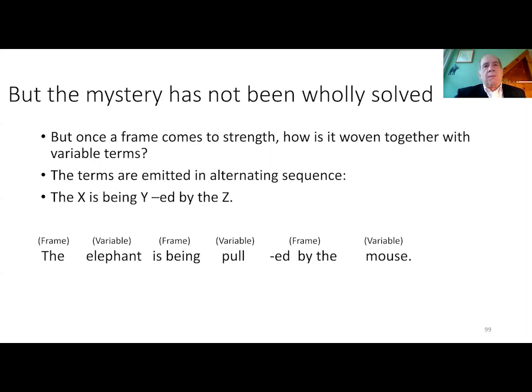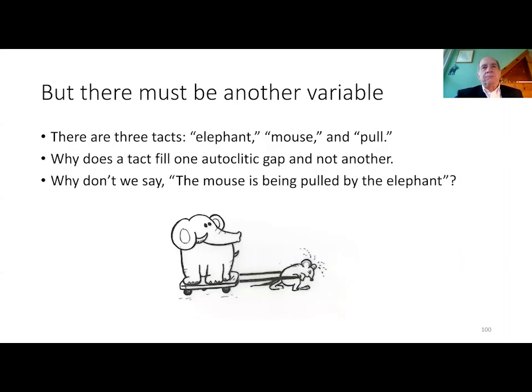And again, the child has to, so to speak, know which element to put where. So there are three tacts: elephant, mouse, and pull. Why does a tact fill one of these gaps, but not another? When we're facing this picture, why don't we say the mouse is being pulled by the elephant, which would be wrong in English?